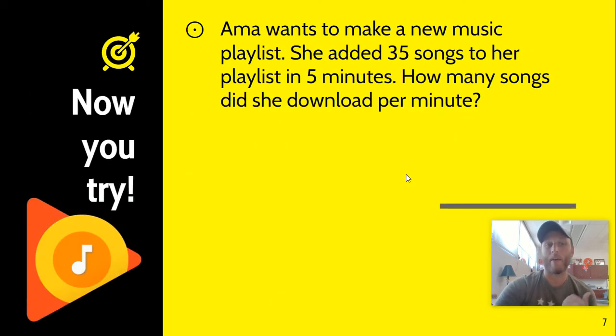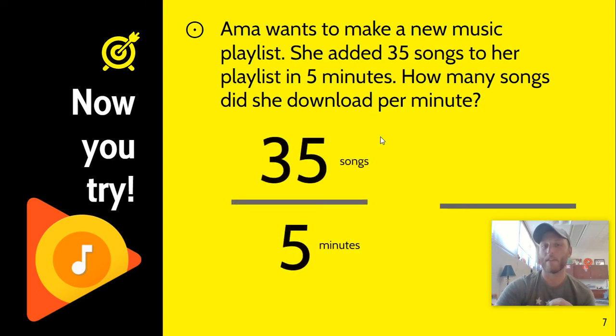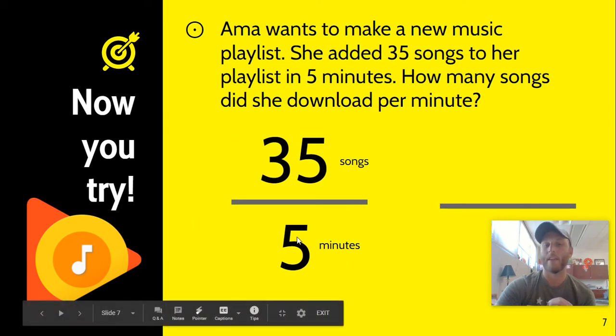All right, and then now I want you to try this one. All right, so try to set up your story problem. If you need scratch paper, get that out. But Amma wants to make a new music playlist. She added 35 songs to her playlist in 5 minutes. How many songs did she download per minute? So set up your fraction, 35 songs over 5 minutes. This is our rate. And now I want you to try to break that down to the unit rate. Remember, we're trying to get this to be 1 at the bottom.